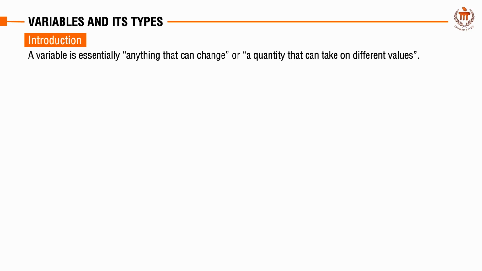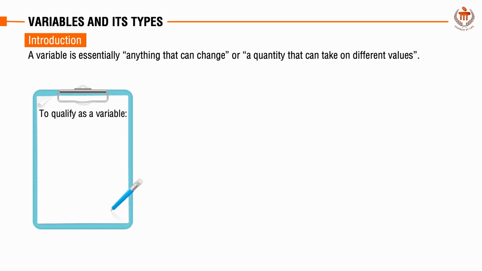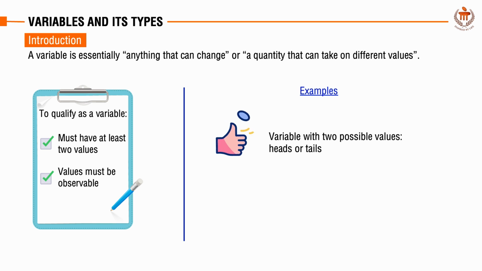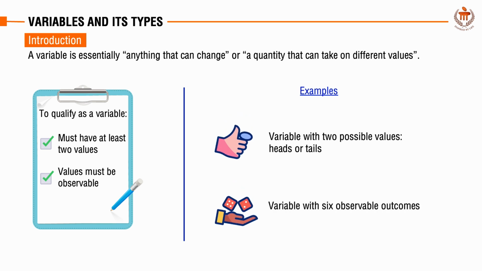A variable is defined as anything that can change, or a quantity that can take on different values. To qualify as a variable, it must have at least two observable values. For example, the outcome of a coin flip is a variable with two possible values, heads or tails. Similarly, rolling a die represents a variable with 6 observable outcomes.